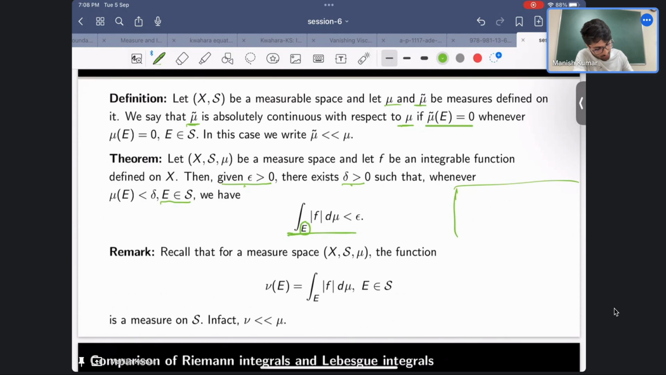Roughly what it means is that if you want to make the integration less than epsilon, then there will exist a delta. It's just a continuity sort of thing: for any epsilon there exists delta greater than 0 such that this integral over some set E will be less than epsilon if the set is small. The integration is of a small size if the set over which we are considering the integration is also small.